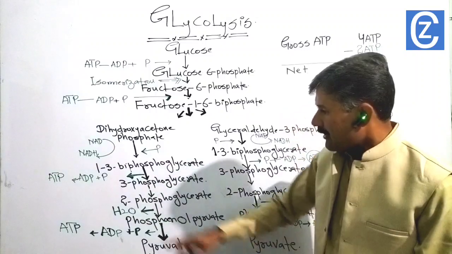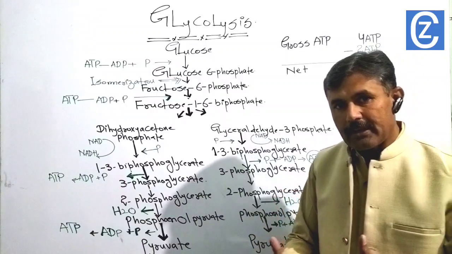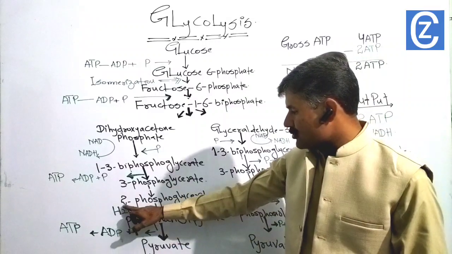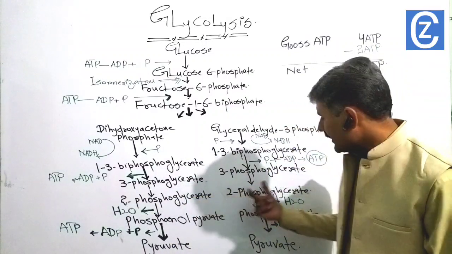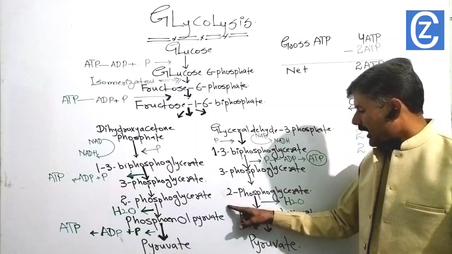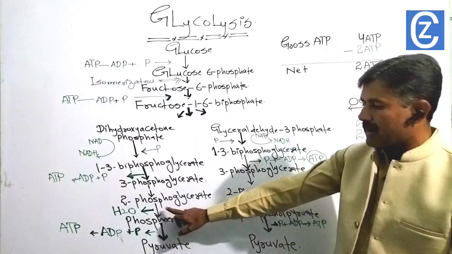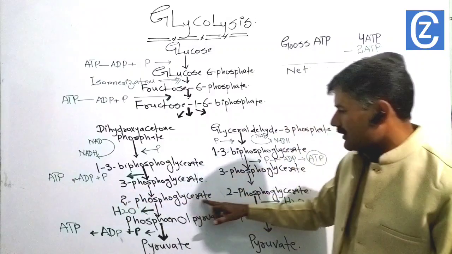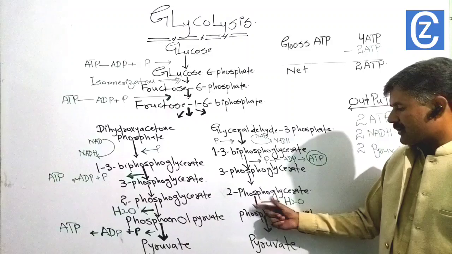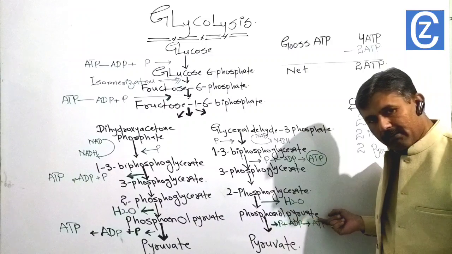What happens next? This 3-phosphoglycerate molecule simply changes the position of the phosphate from carbon number 3 to carbon number 2, and it becomes 2-phosphoglycerate. Similarly, here in this molecule, 3-phosphoglycerate changes the position of the phosphate to carbon number 2 and becomes 2-phosphoglycerate. On the next stage, we remove one molecule of water and convert 2-phosphoglycerate into phosphoenolpyruvate. And the same here, we remove one molecule of water and convert 2-phosphoglycerate into phosphoenolpyruvate.